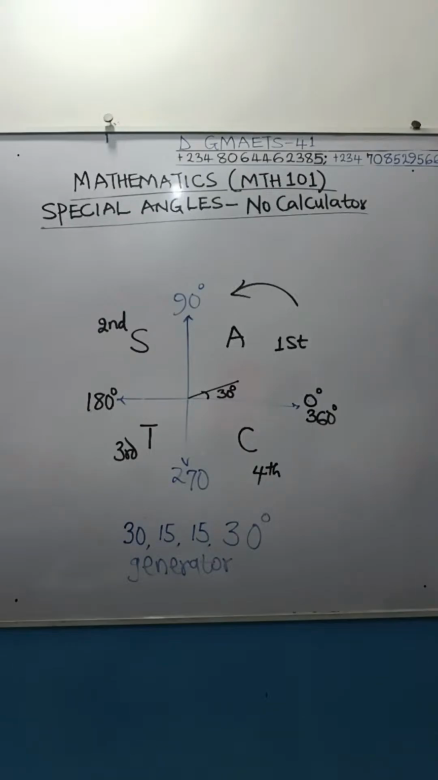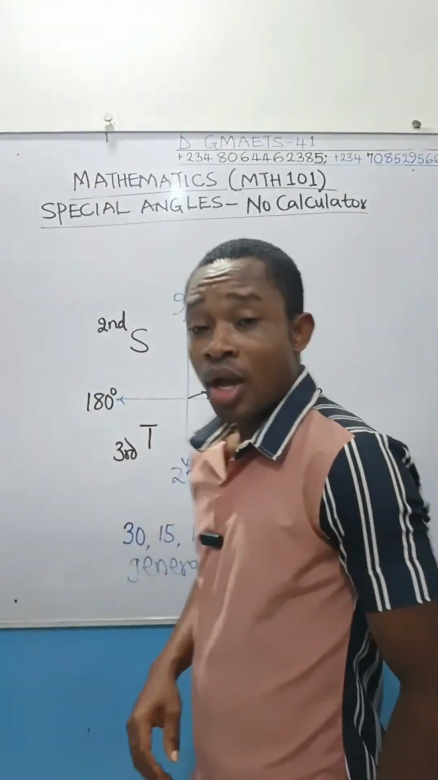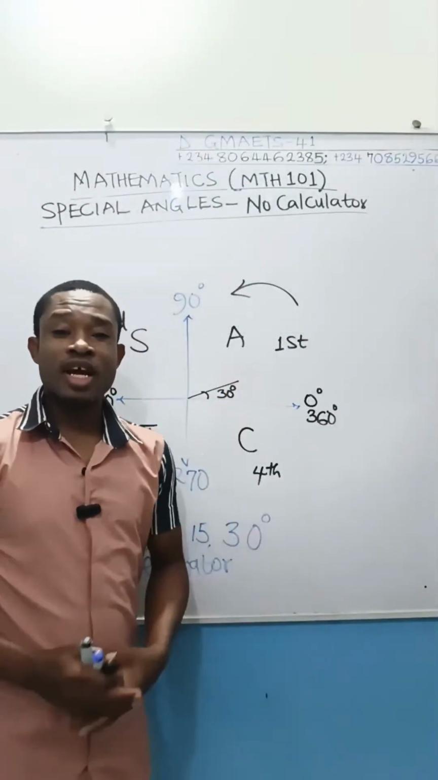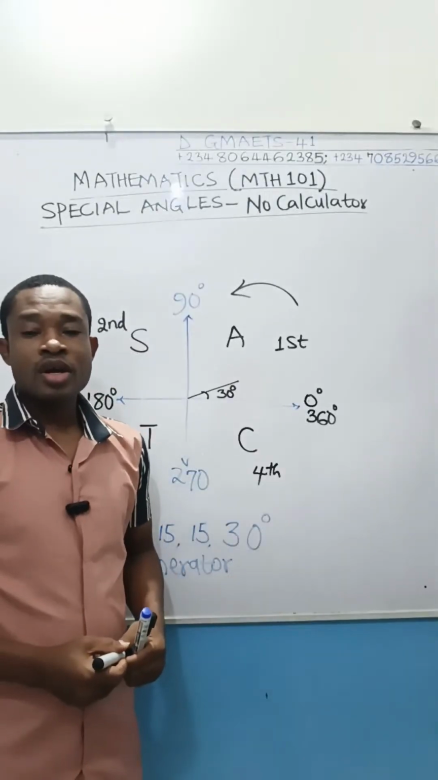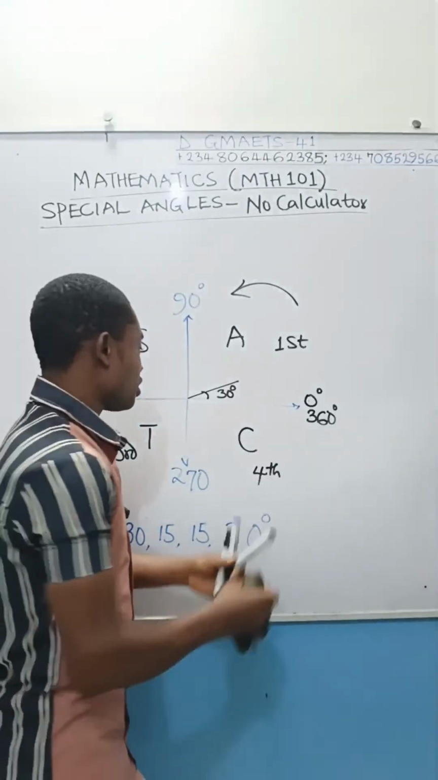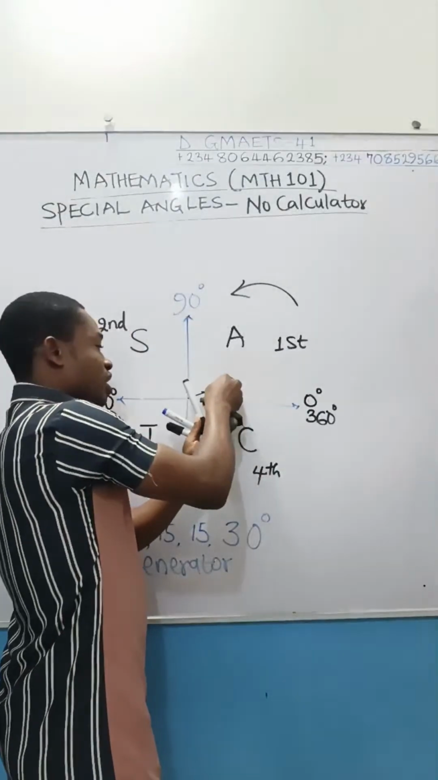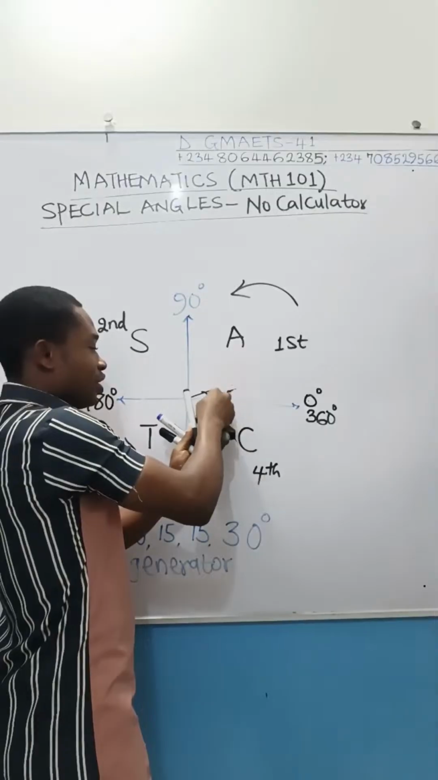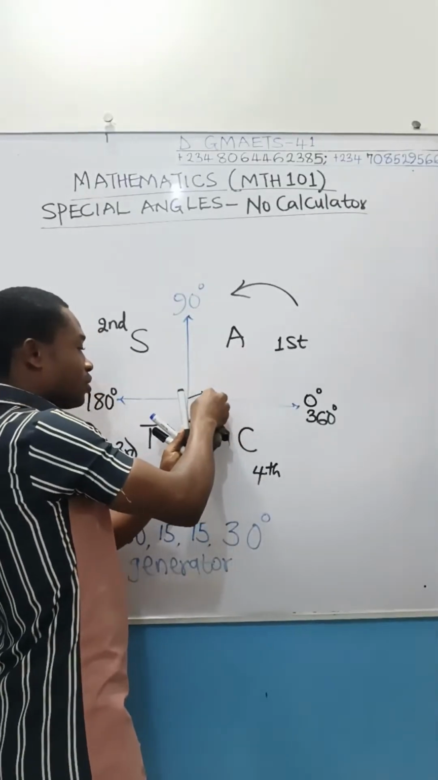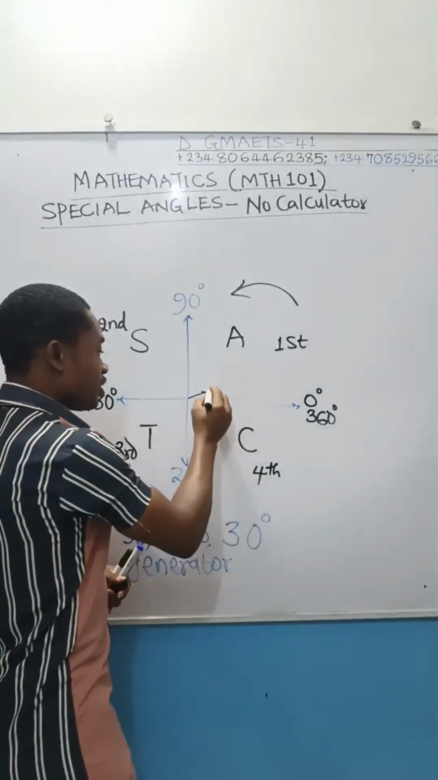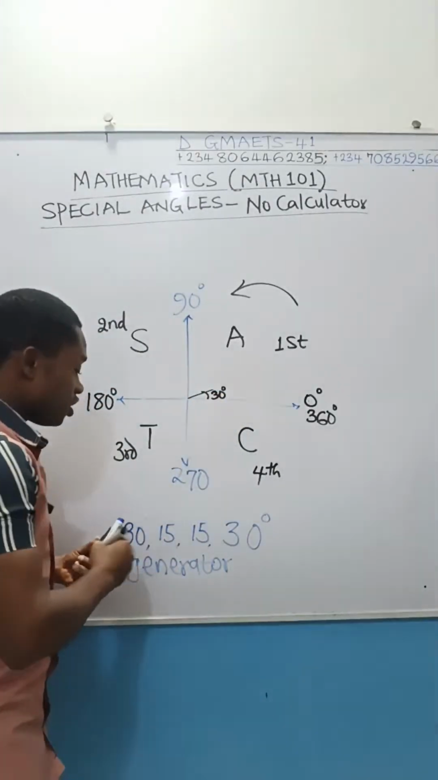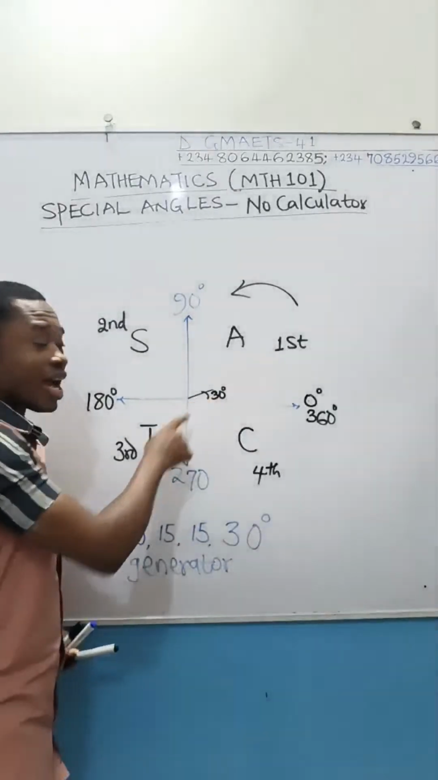Okay, so let us move on. After 30 degrees, how do you generate your next special angle? To generate it, permit me to reduce this line so that I'll have enough space to write the other angles. 30 degrees, I said. The next special angle is generated by adding 15 degrees to that 30.